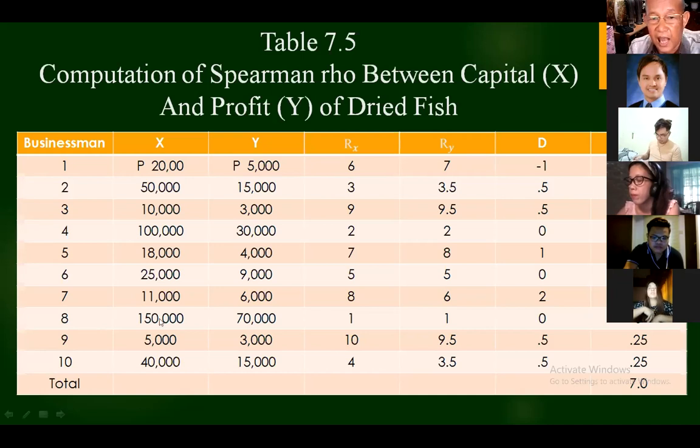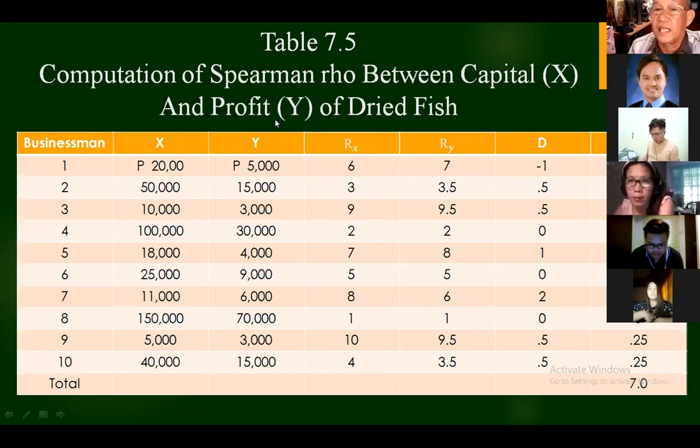No, I repeat. Highest capital, 150,000, rank 1. Second highest, 100,000, rank 2. Third highest, 50,000, rank 3. Fourth highest, 40,000, rank 4, and so on. So is this clear to the group kung saan nanggaling itong rank? Yes, sir. Rank of X score. Okay, that's clear. We do the same thing for the Y.